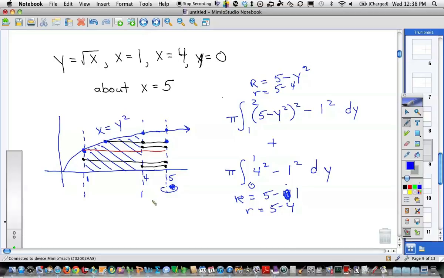Now that wasn't an easy problem in the sense you did have to split it into 2, and you got to remember the washer stuff, and it's been a few days. Okay, I get that.